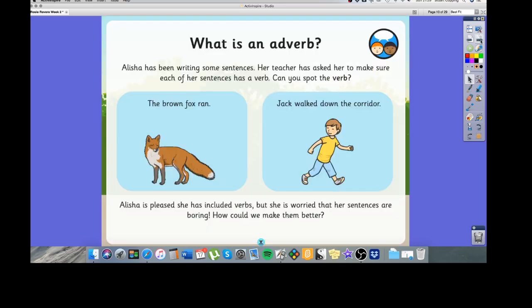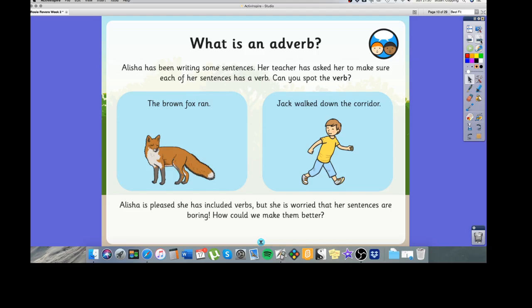What is an adverb? Okay, so Alicia has been writing some sentences. Her teacher has asked her to make sure each of her sentences has a verb. So I've got two sentences here. Can you spot the verb? So here we have the brown fox ran and Jack walked down the corridor.